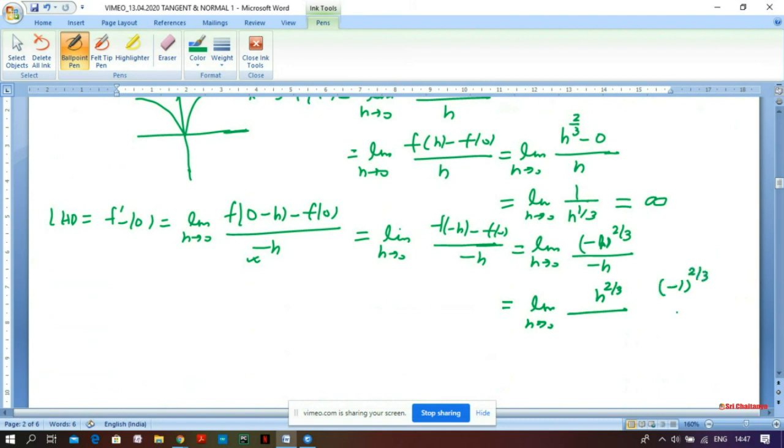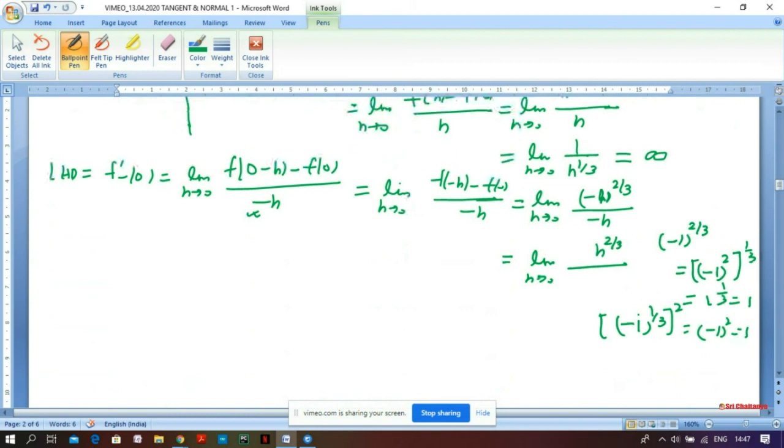because minus 1 to the power 2 over 3 I can deal with in two ways. One, I can write minus 1 whole to the power 2, and 1 over 3. That will give you 1. Or minus 1 to the power 1 over 3, cube root, and then squared. So that will be minus 1 squared, so still 1. That's important. So we get this one, but in the denominator you have got negative of h.